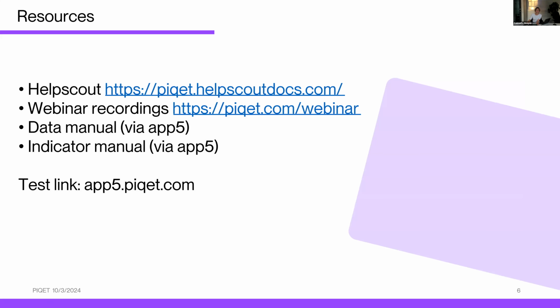Here are some resources. We've got a series of documents, or Help Scout documents. The link is here, but it's also in PIQET 5, where you can go up to resources and click, and all the articles are posted there. The webinar recordings are on our website, but we'll send this one through. And then there's the latest data manual and indicator manual also available on PIQET 5. The logins are the same as PIQET 4 for PIQET 5, so your existing logins.